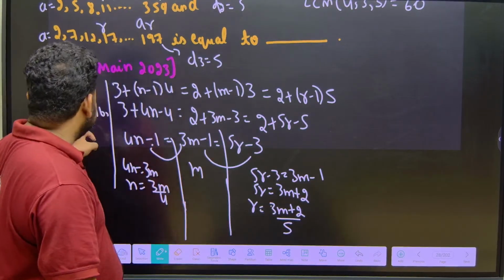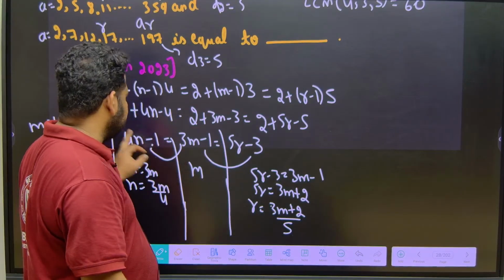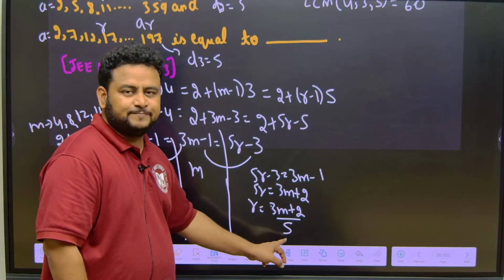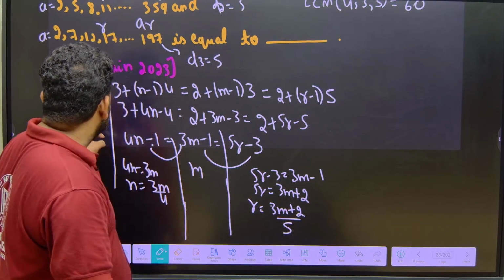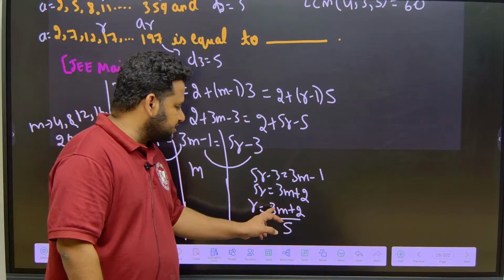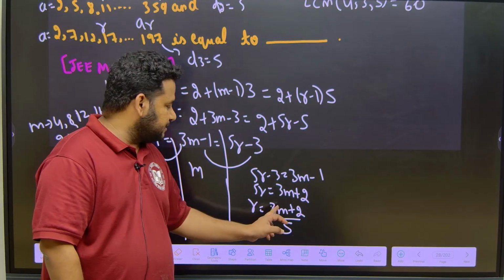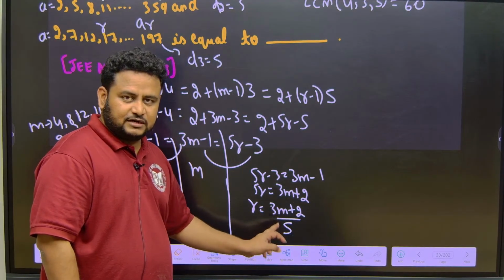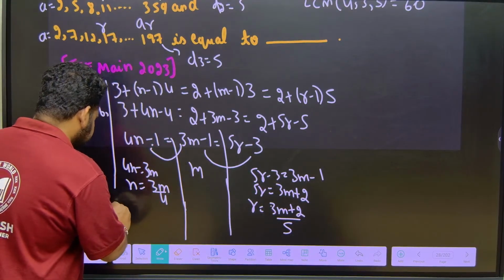If I put m is equal to 12, 12 3s are 36, 38 by 5, not possible because you will get the remainder. Now if I put m is equal to 16, 16 3s are 48, 48 plus 2 is 50, 50 by 5 is 10. So this is satisfying. So I should take m is equal to 16.